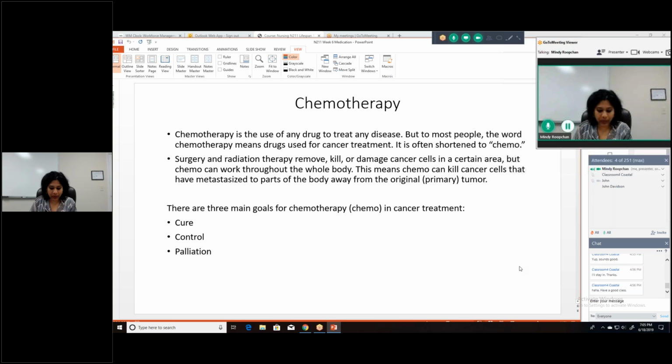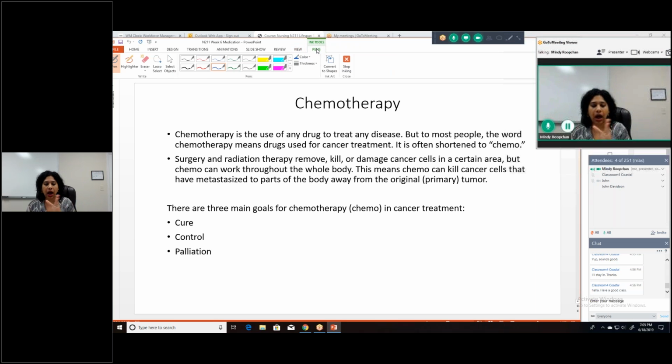For chemotherapy, we've gone over some of these in class. It's not very long, but I just want to put a separate PowerPoint for you guys on the different meds. Chemo is the use of any drug to treat any disease, but most people think about cancer treatment, so they call it chemo. Surgery and radiation therapy remove, kill, or damage cancer cells in a specific area, but chemo can work throughout the whole body. So chemo means we're going to kill cancer cells that have metastasized to other parts of the body away from where it initially started.